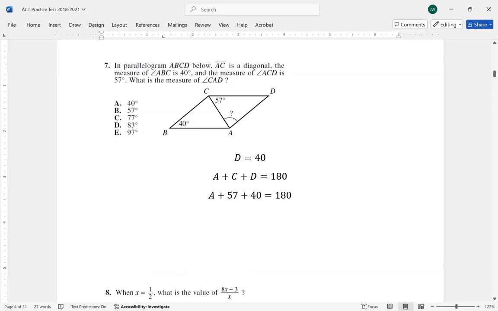And so I can find A by taking 180 and subtracting 57 degrees and subtracting 40 degrees. When you do that, you get that the angle at A is going to be 83 degrees. Therefore, the answer to question number 7 is D, 83 degrees.